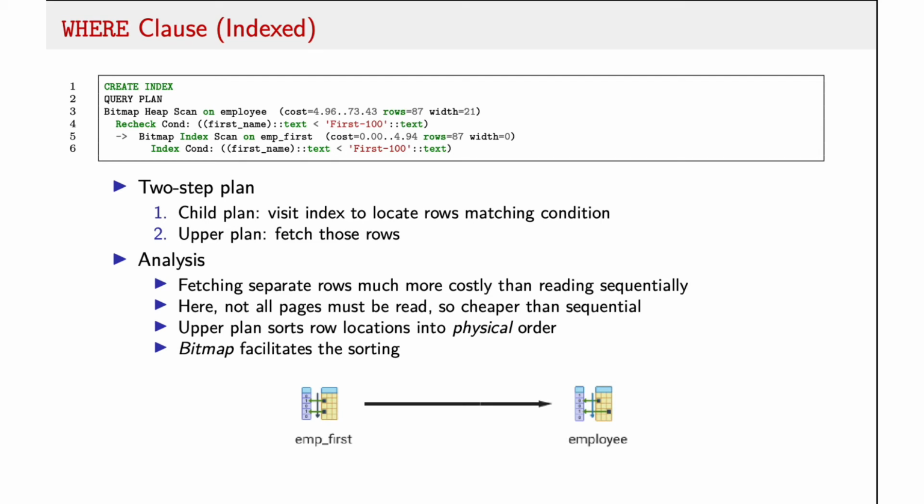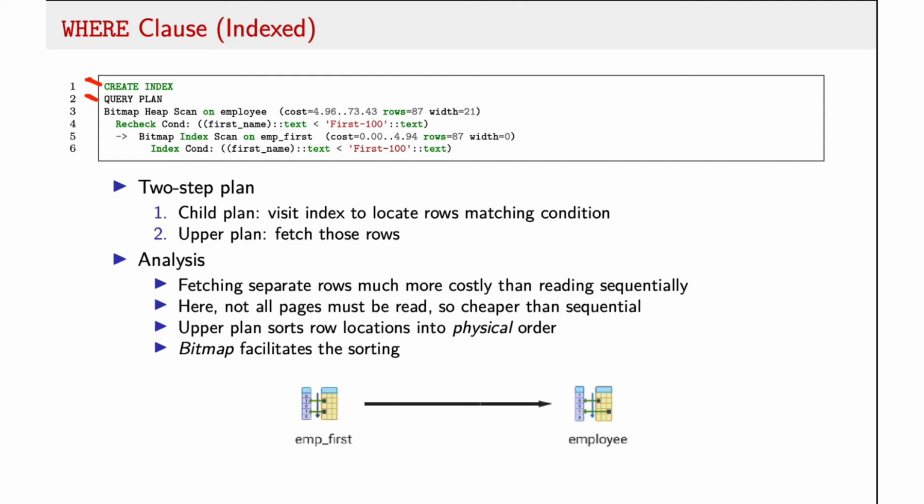You can see first of all that there's quite a lot more going on here. So CREATE INDEX, that's the result of this command, and then we see the EXPLAIN output. So here's the query plan, and we can see we've got some more things going on. I've got a bitmap heap scan on employee. Let's come back to that. We'll take this from the inside out. So bitmap index scan on emp_first first.